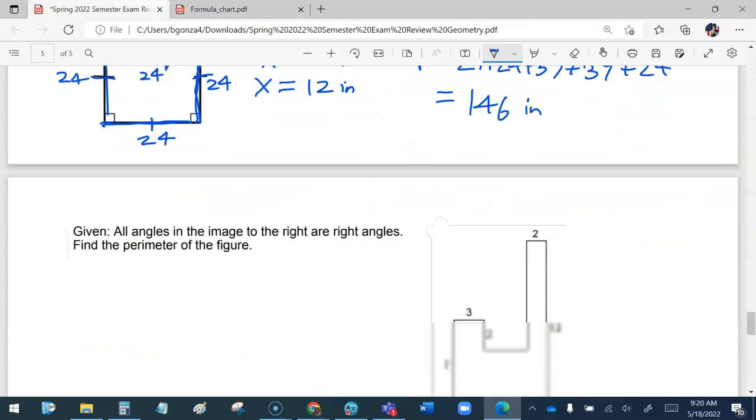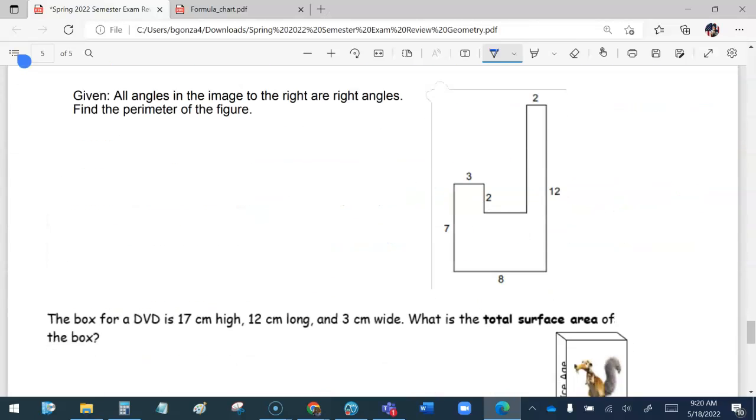All right. And then on this one, given all the angles are right angles, find the perimeter of the figure. Perimeter. Cool. Now, let's do this. If this is 8, that means that this and this have to add up to 8. So this is 3, and this is 2, and this is 8. Okay, 8 minus that 3 plus 2, 8 minus 5 gives me 3. So this little thing right here is going to be 3.